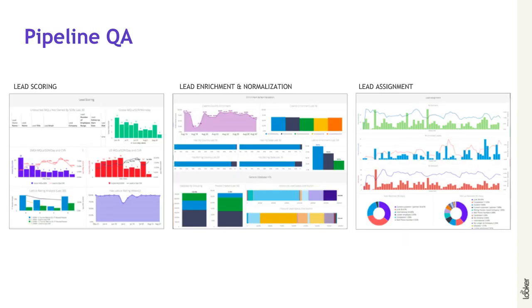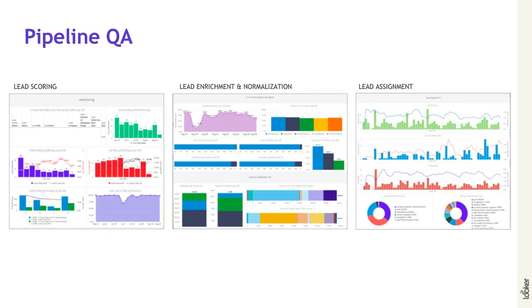To help my team manage all of those steps, the marketing operations team created this pipeline QA dashboard. And it looks like a ton of stuff here, but what it does is it allows us to see all of those steps in a single place. We can make sure that they're all happening, and if something isn't going right, we have the ability to take action quickly.